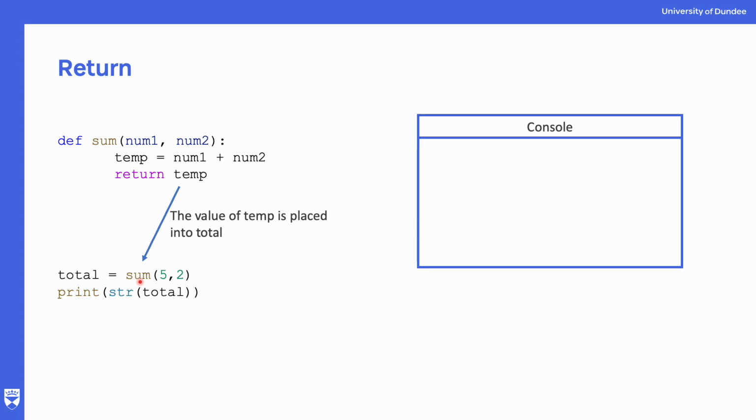So I go and find my function definition, sum. I get my value, 7, and then I return it into total. And then I can print out total this time. So I get the same outcome. I still get 7 in the console, but this time I've returned it into a variable within the main program first.